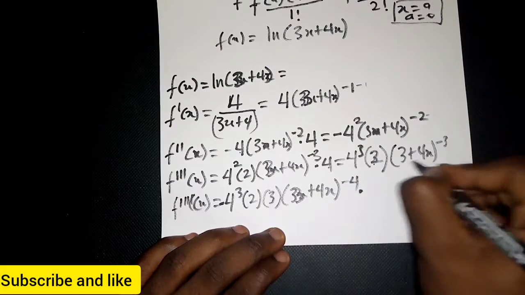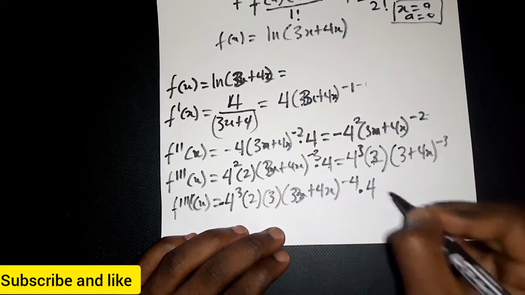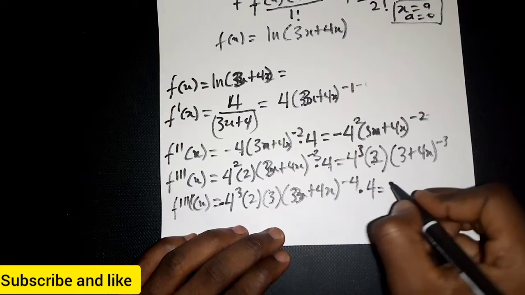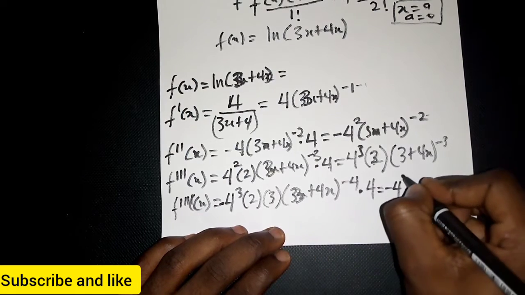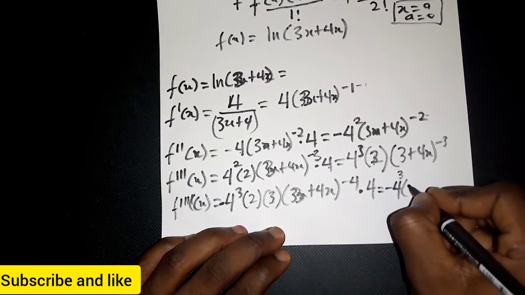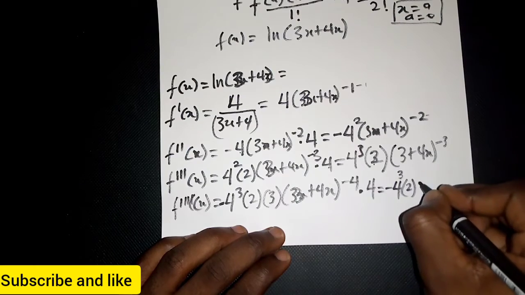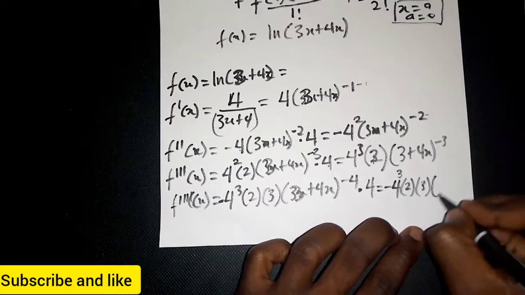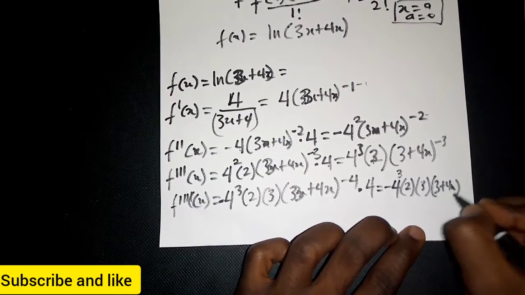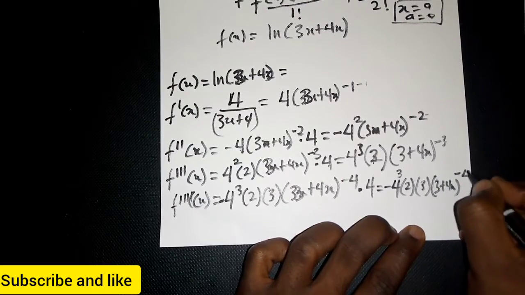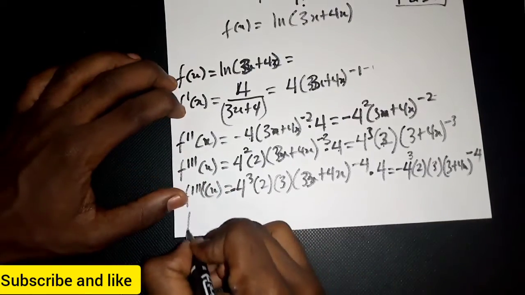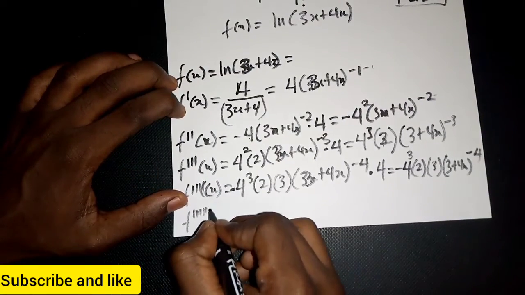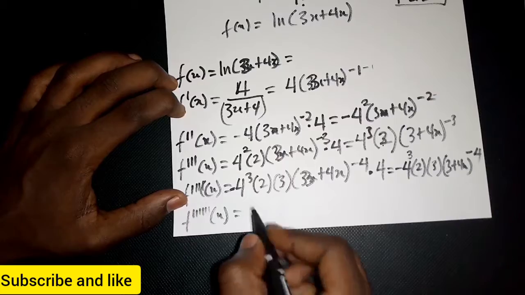Then also we differentiate what is there, so 4. Then all of this will look like negative 4 cube multiplied by 2. Then we have 3, then 3 plus 4x, then to the power negative 4. Then we do the fifth differential. So we can continue on and on, but I'll stop here.